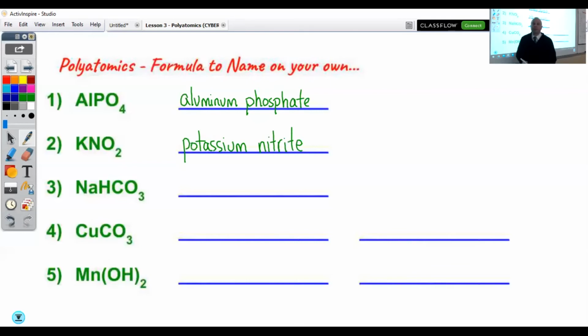In our third example, you see another element straight off the periodic table. In group 1, we have sodium. And then if you look at the other piece, the HCO3 minus part, that is called bicarbonate.